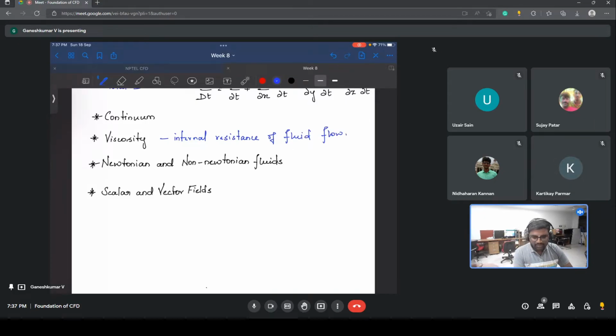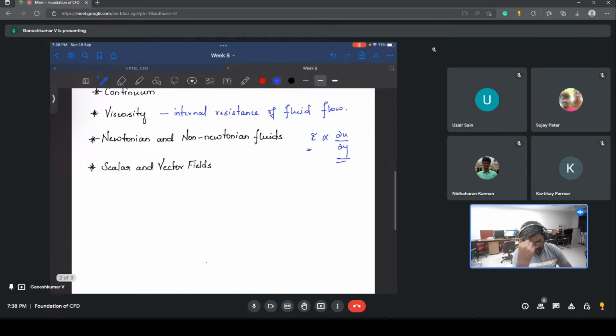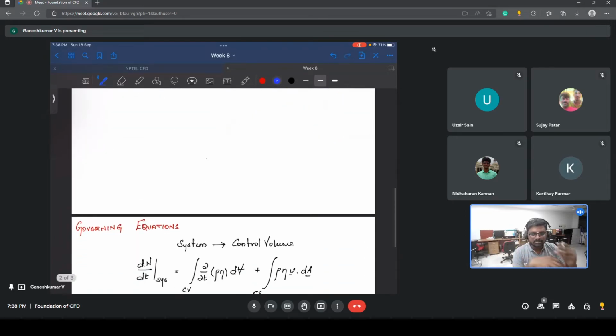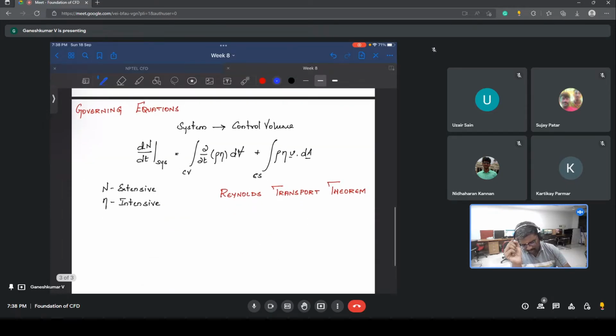Okay, and then we saw Newtonian and non-Newtonian fluids. Newtonian means it obeys Newton's law of viscosity, which simply says that shear stress depends directly on the deformation rate. This is the stress, and this will be the deformation rate. Non-Newtonian fluids don't obey that. And we also saw scalar and vector fields. All those things are just a quick recap of fluid mechanics, and then we came to the governing equations.